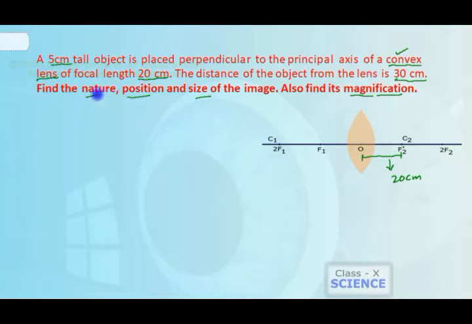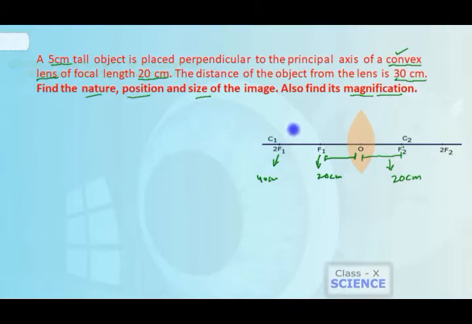The object is placed perpendicular to the principal axis. Here it is given focal length is 20 centimeter, the distance of the object from the lens is 30 centimeter. Since the focal length is 20 centimeter, the distance from here to optical center will also be 20 centimeter, and double focus will be at 40 centimeter, right? Here the object is placed perpendicular to the principal axis at a distance of 30 centimeter.